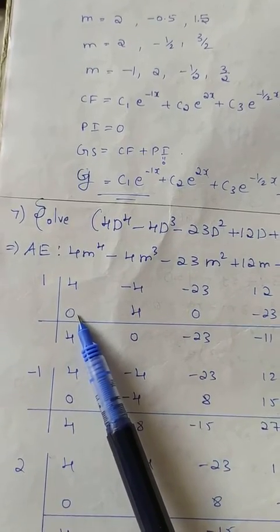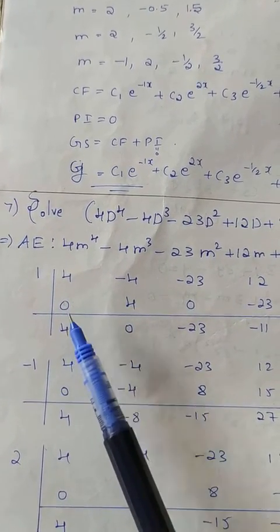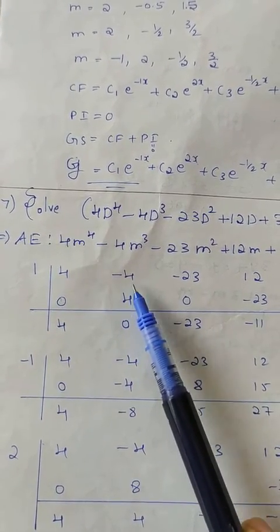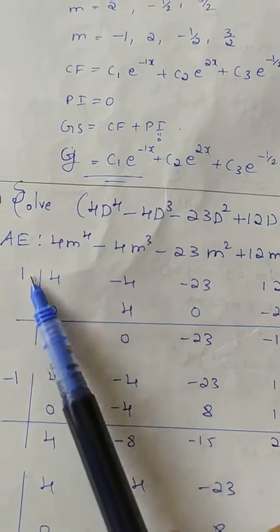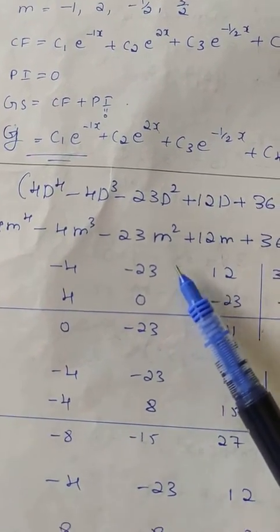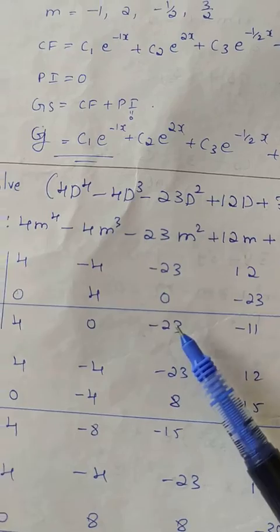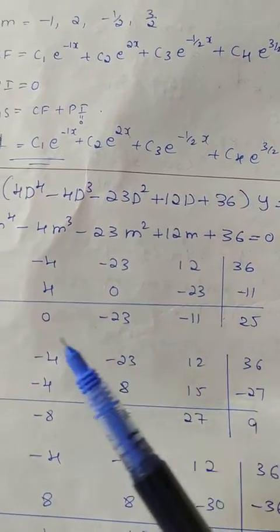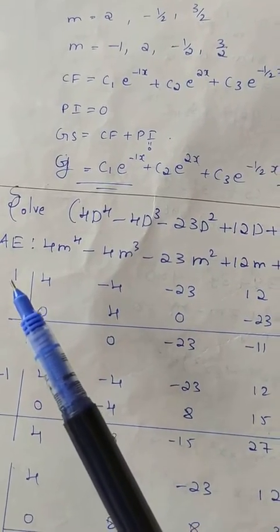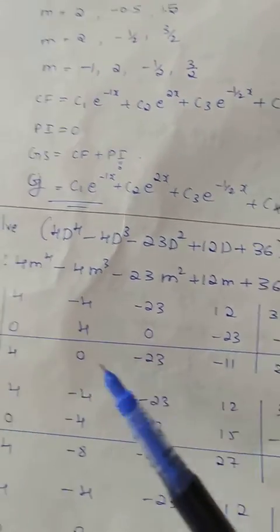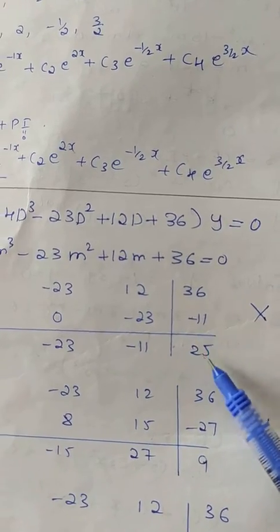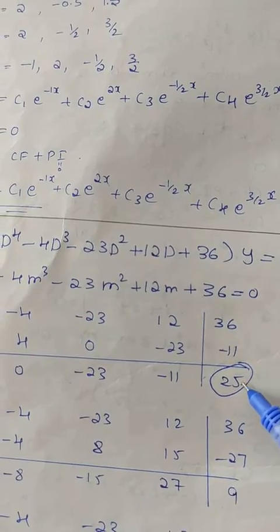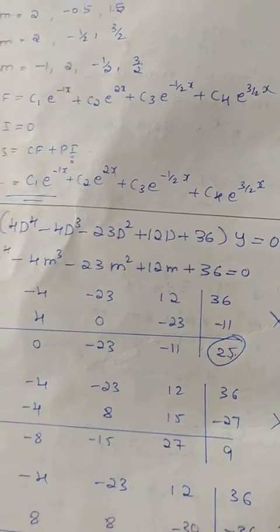Next, write 0 below the first coefficient. Add it. 4 into 1, 4 right here. Add it. We get 0. 0 into 1, 0 only. Minus 23 plus 0 is minus 23. Multiply minus 23 with 1. We get minus 23. Add it. We get minus 11. Minus 11 into 1 is minus 11. If you add here, we get 25. That means 1 is not a root.